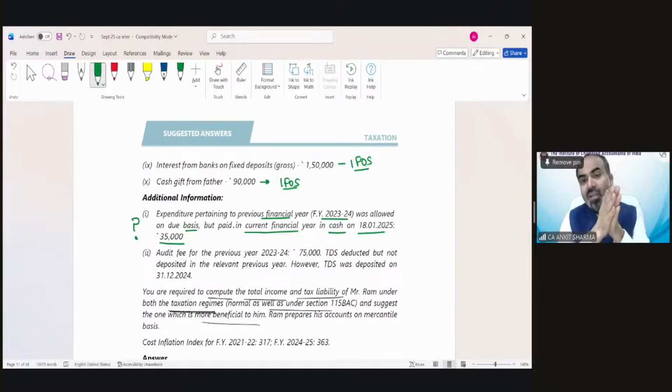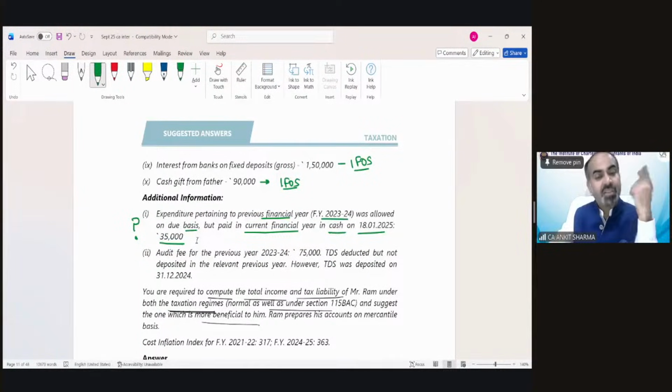But it has been paid in the current financial year in cash on 18th January 25, 35,000. Because the amount has been paid in cash, which is exceeding 10,000 rupees, if that had been paid in the preceding previous year 23-24 in cash, then it would have been disallowed in that year. But you have claimed the deduction in that year because it was not paid, it was due. So if it has been paid in the current year, and because it is exceeding 10,000 rupees, we should not allow this as a deduction in the last preceding year.